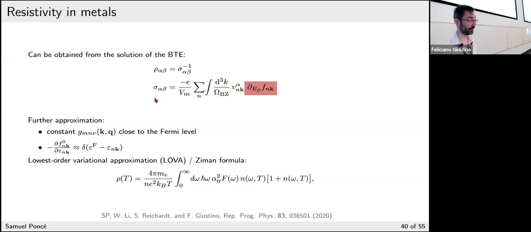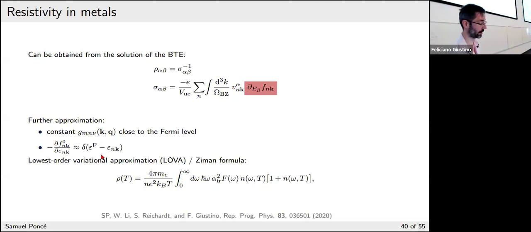And you can do exactly the same thing as before. You can solve the Boltzmann transport equation, but you can actually do a further approximation. I'm showing this because this has been used in the past in the literature. In particular, if you assume that your electron-phonon matrix element is constant close to the Fermi level, this is typically a good approximation for metals, but you might have metals in which it's not the case, so you need to be careful.